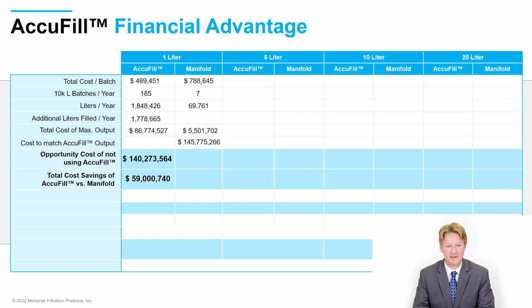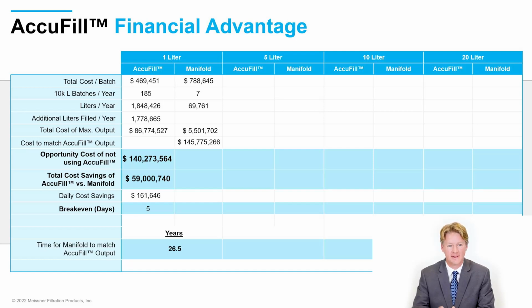If you do use the AccuFill to fill these containers, the total cost savings of the AccuFill versus the manifold is $59 million. So if we take that $59 million saved in a year, divided by 365 days per year, the daily cost savings is $161,000 per day. And when considering the price of the AccuFill system, the break-even time is only 5 days. The time that it would take the manifold to match the output of the AccuFill is close to 27 years. So in 1 year, you're saving $59 million and completing 27 times more fills than with a manifold system.